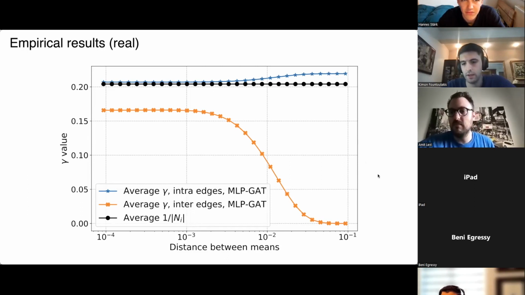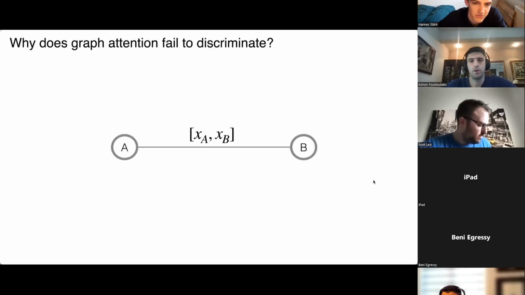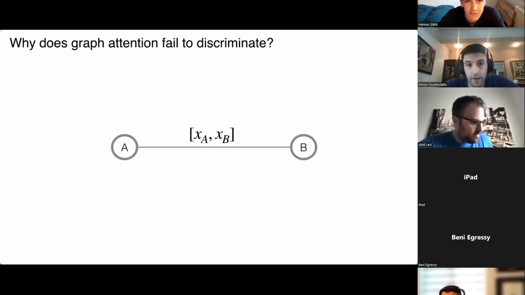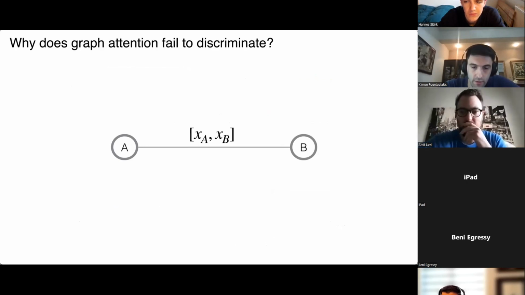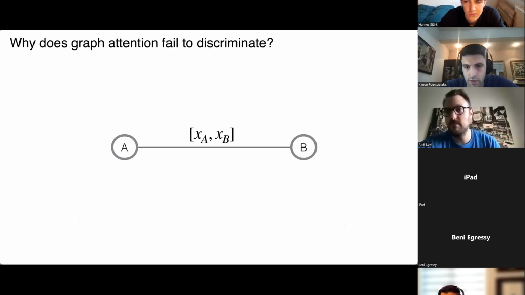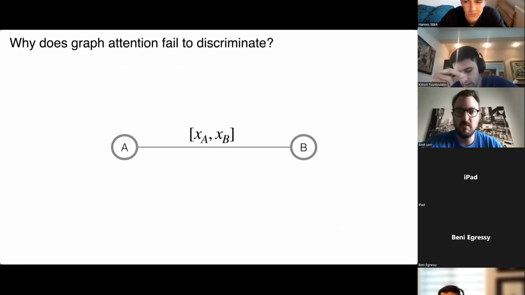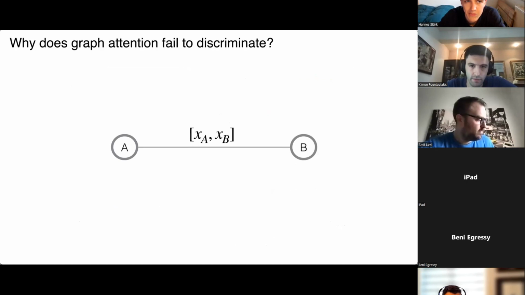It is basically a generalized version of GATv2. Okay, so why does GAT fail to discriminate? The reason that it fails, if it's going to fail, of course, is because the attention mechanism basically represents edges as the concatenation of the features of the nodes that participate on that edge.